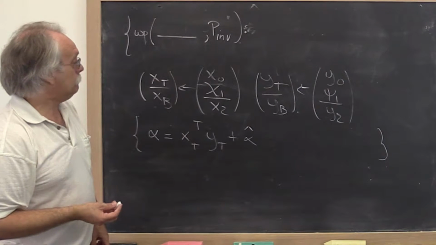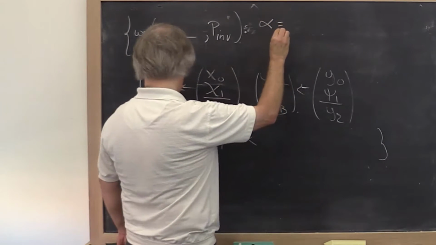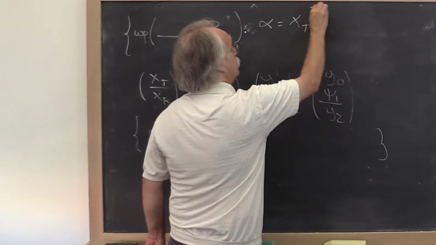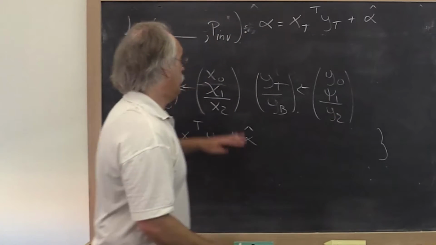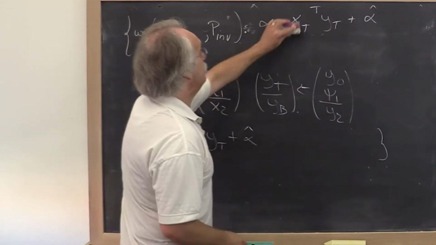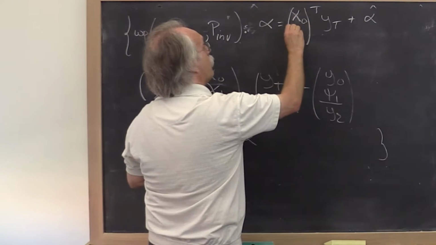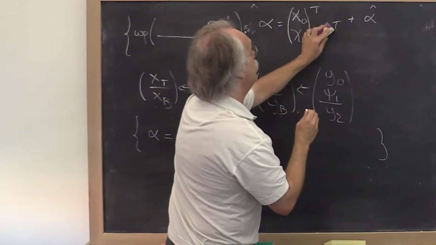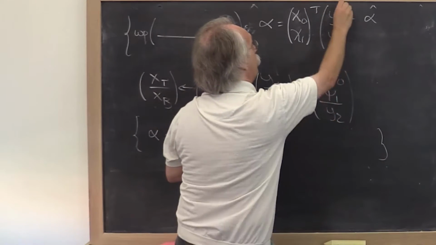is alpha is equal to the dot product of that plus the original contents. Now doing a textual substitution, we find that this is x0 chi 1, and this here is y0 psi 1. Okay?